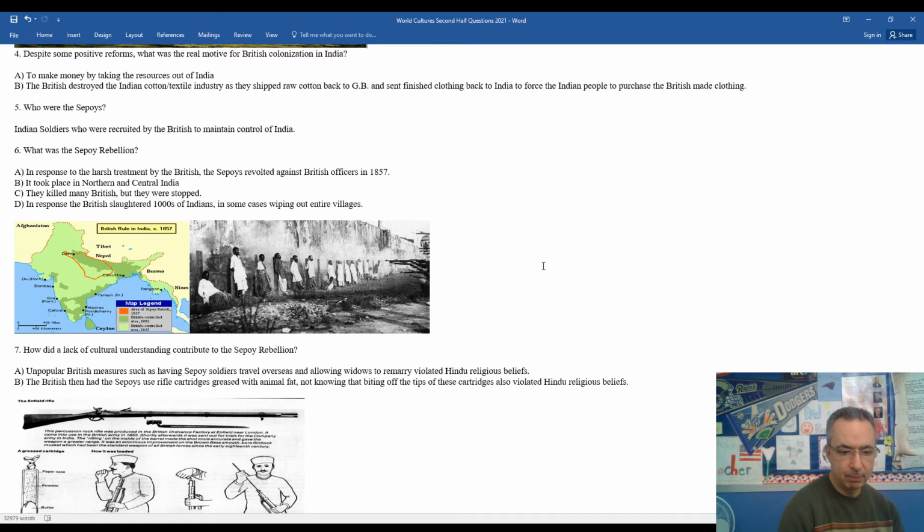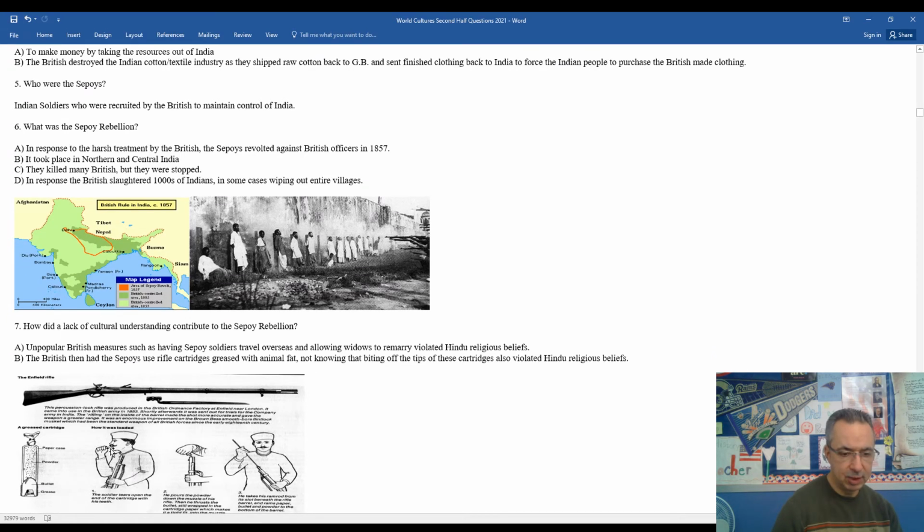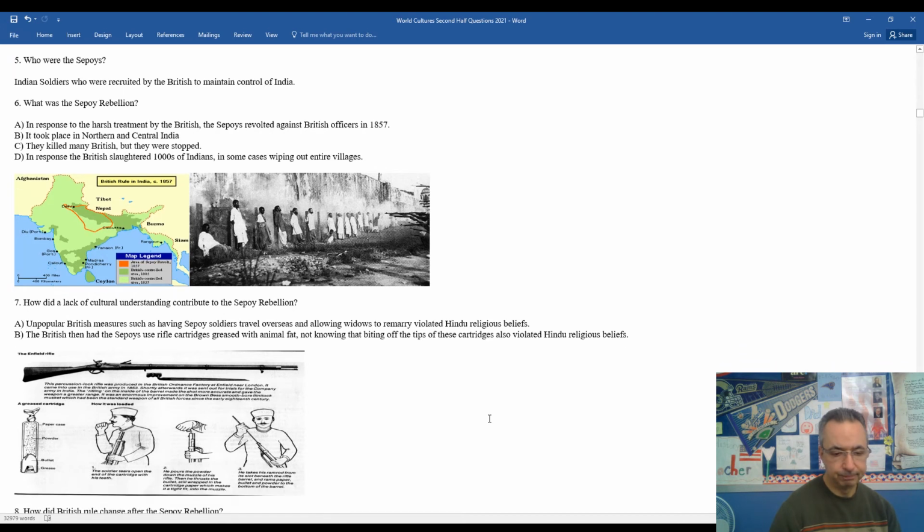And then the British had the sepoys use rifle cartridges greased with animal fat, not knowing that biting off the tips of the cartridges to load the rifles was a violation of their Hindu religious beliefs. So you see here, this is the procedure in which the soldier was taught how to load the rifle. Here, biting off the cartridge, which is greased in the animal fat, greatly outraged the Hindu Indian soldiers.